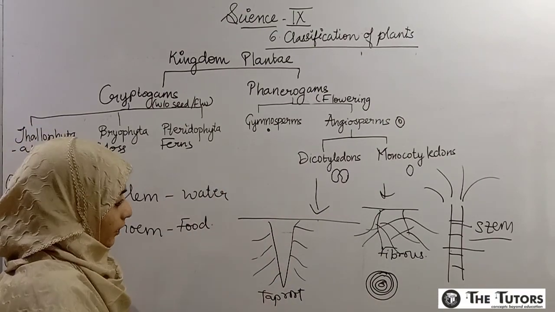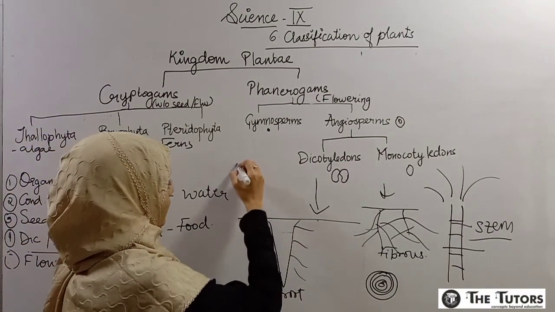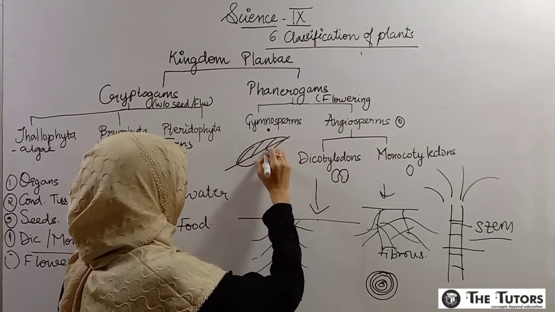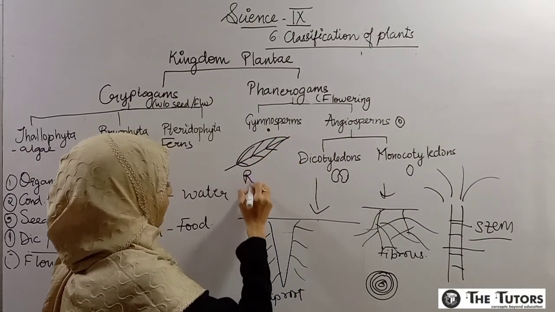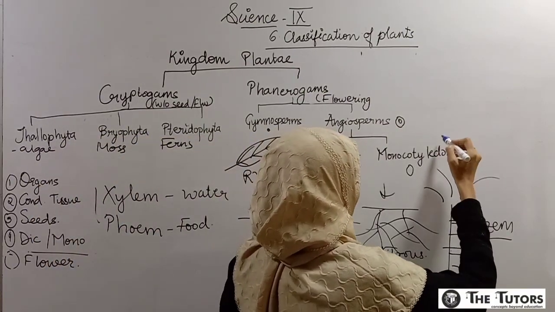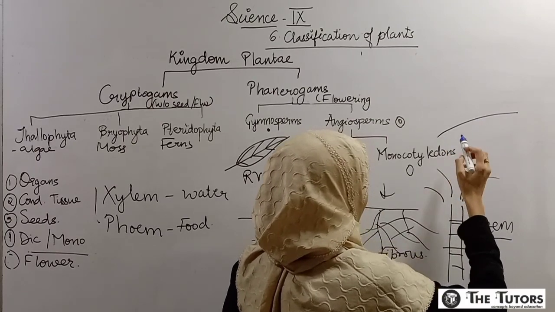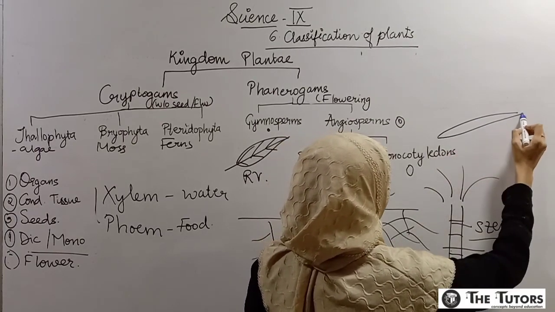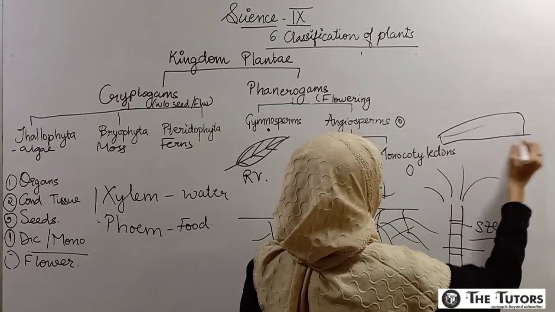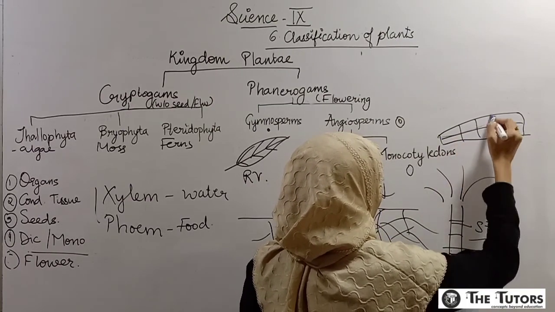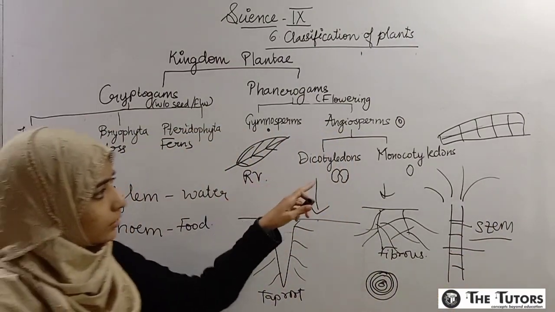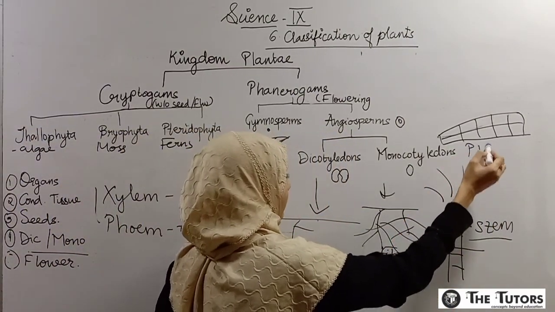Now, reticular venation means this is your leaf, and this part is called reticular venation. And parallel venation means, when you have seen a banana leaf, it looks something like this, big. Then they have this sort of venation. This is called reticular venation and this is called parallel venation.